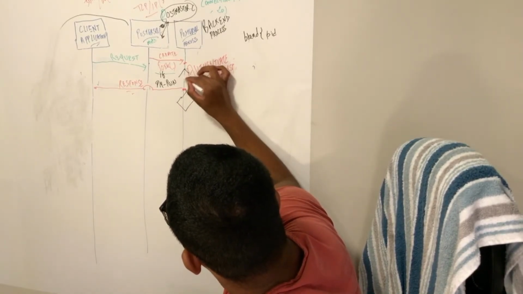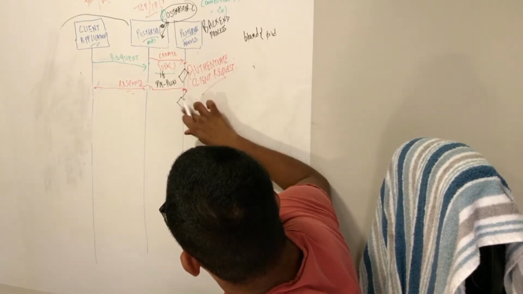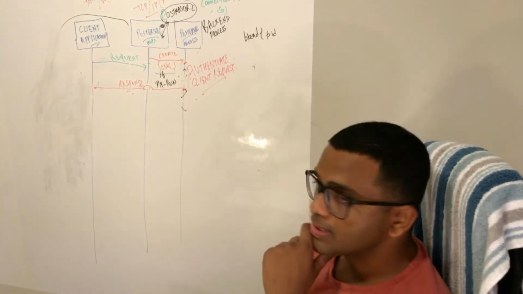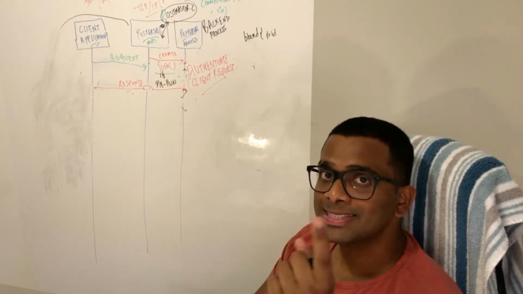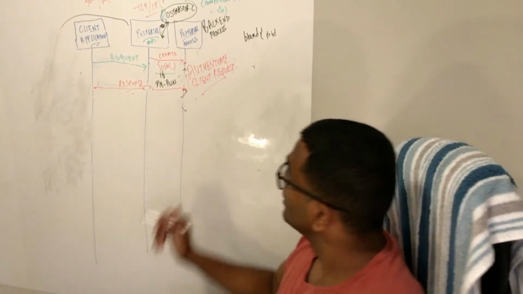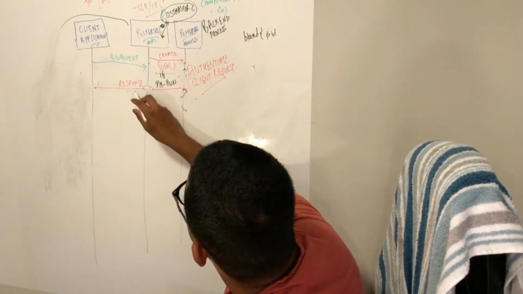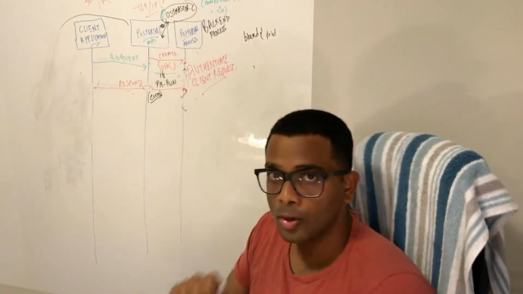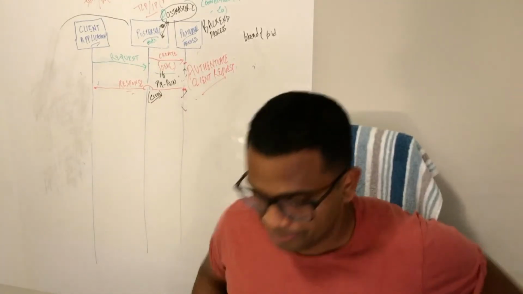I'm mixing up two diagrams, I should not do that. But anyway, if it doesn't proceed and the PM run state is false, in that case it sends a response saying error. This is very interesting.